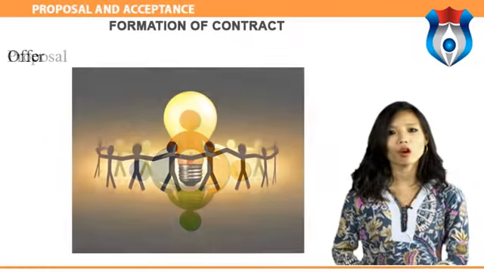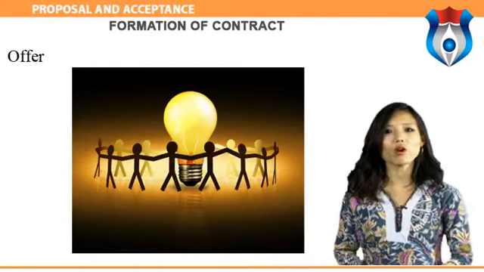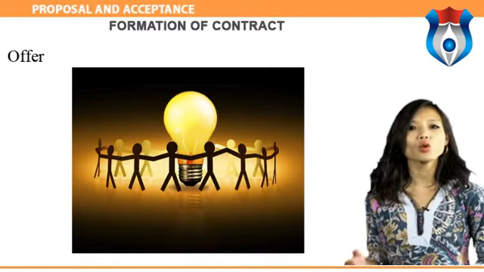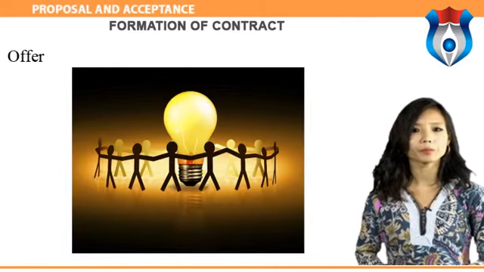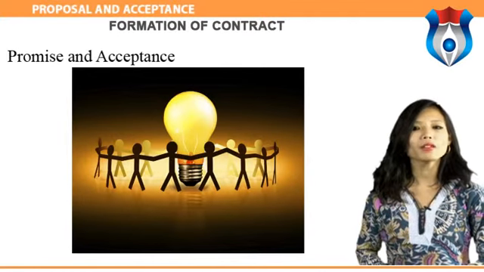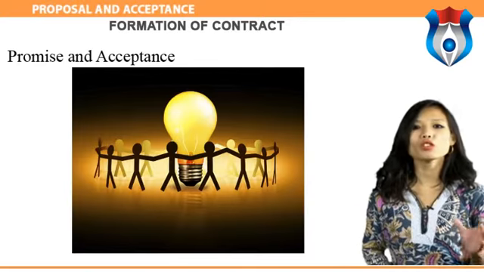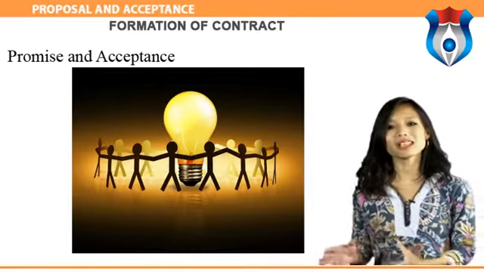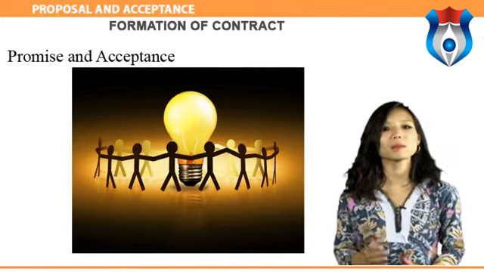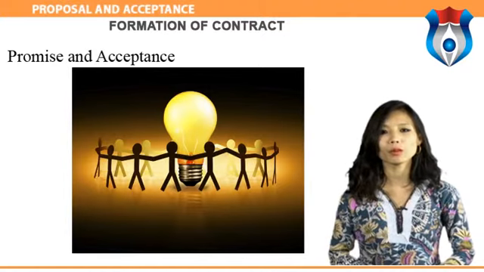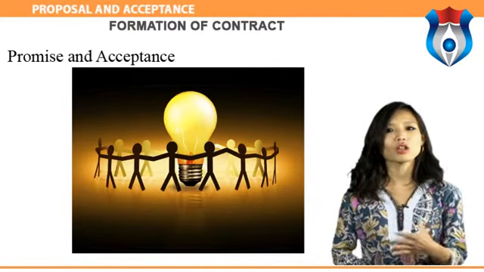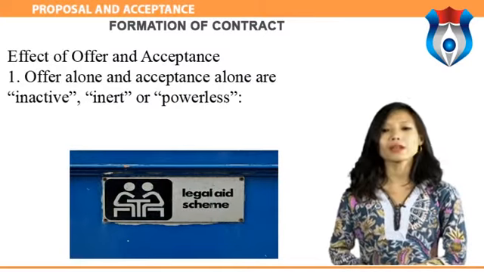Section 2A. Offer. A proposal is also called an offer. The promisor or the person making the offer is called the offeror. The person to whom the offer is made is called the offeree. Promise and acceptance. When the person to whom the proposal is made signifies his assent thereto, the proposal is said to be accepted. A proposal, when accepted, becomes a promise. Section 2B. The person making the proposal is called the promisor and the person accepting the proposal is called the promisee. Section 2C. Effect of offer and acceptance.